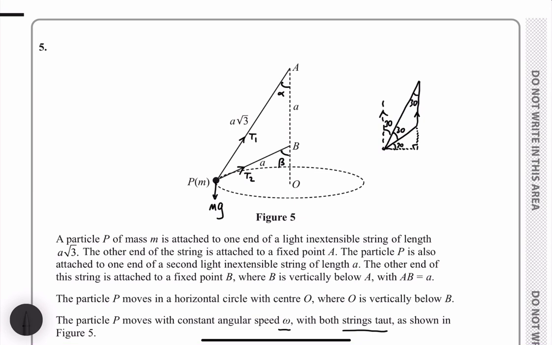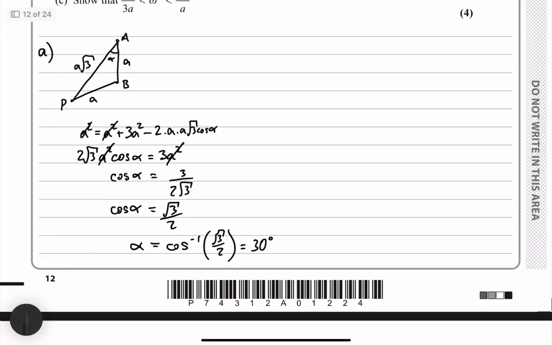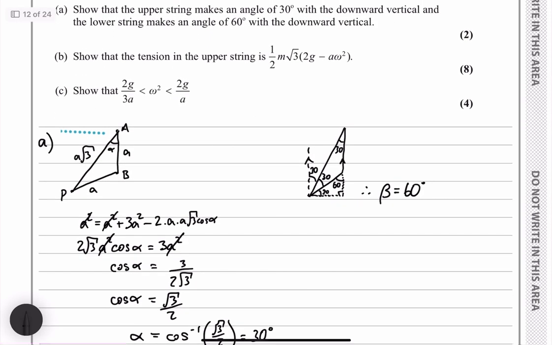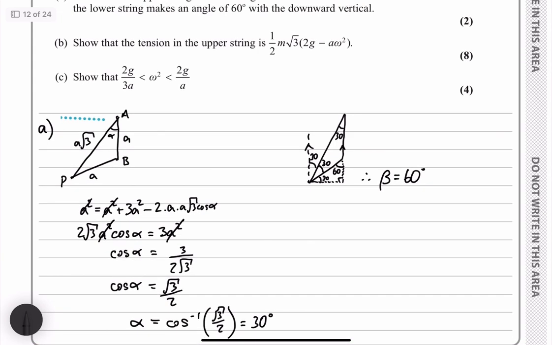We know B is vertically above O, which means this must be 60. Again, I'll bring that down maybe here. Therefore, beta equals 60 degrees. Hopefully that's enough for the examiner to allow me that mark. There's only 2, so although they've given the answers, I suspect that is enough.